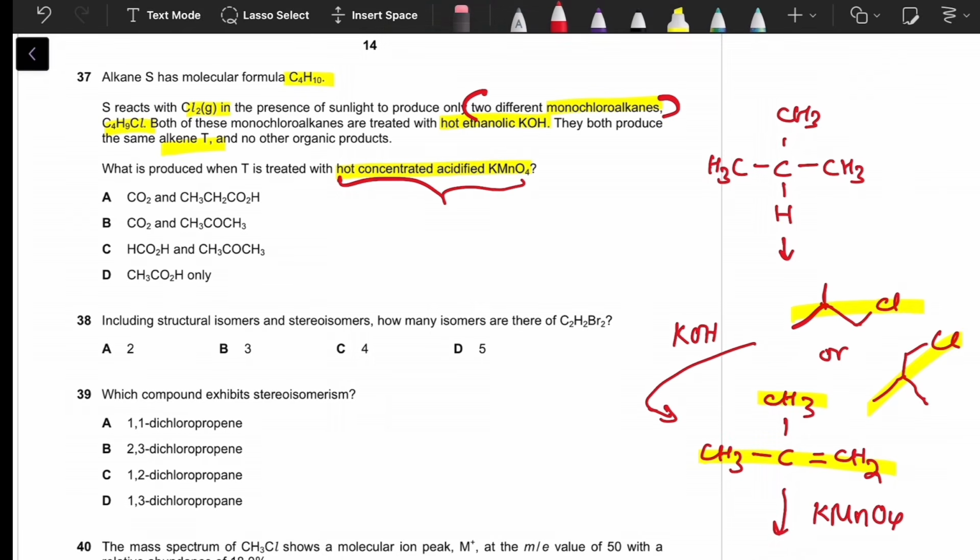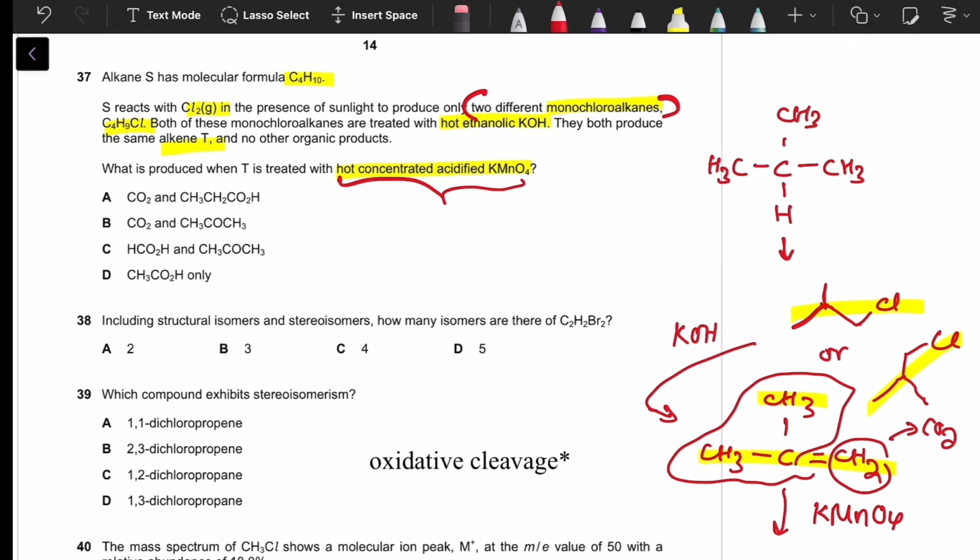So basically what happens is this CH2 will actually go on to produce CO2 upon oxidation, and then the remainder of this molecule will go on to produce a ketone, CH3COCH3. Therefore, the correct answer must be B.